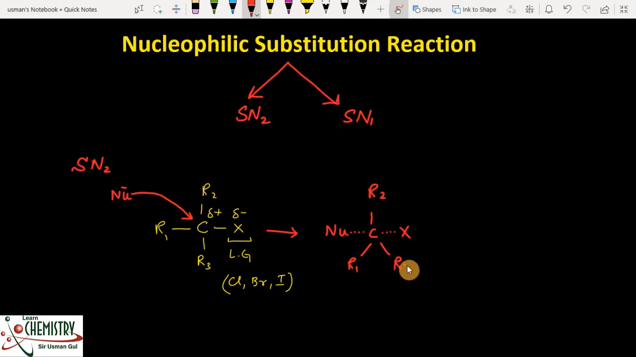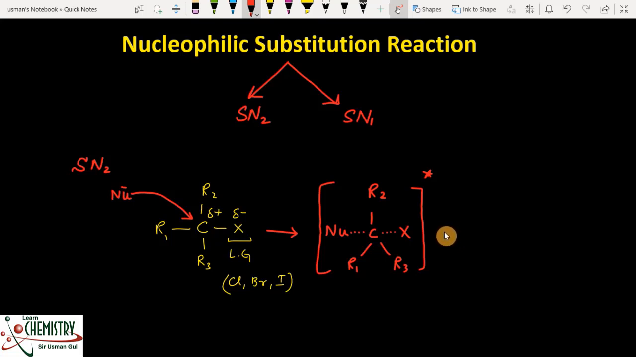Now can you analyze this state? This state, in which a carbon is bonded with 5 groups, we call the transition state. Now, this state practically doesn't occur.